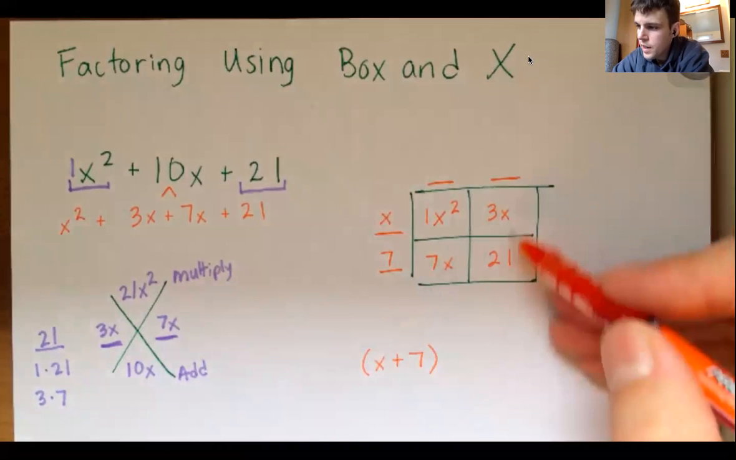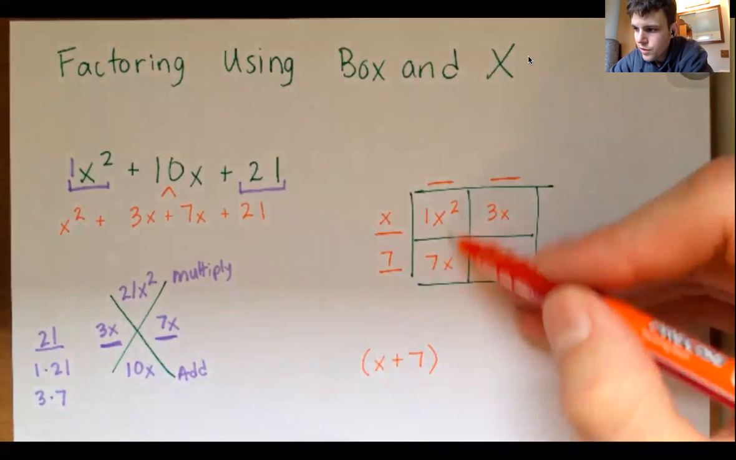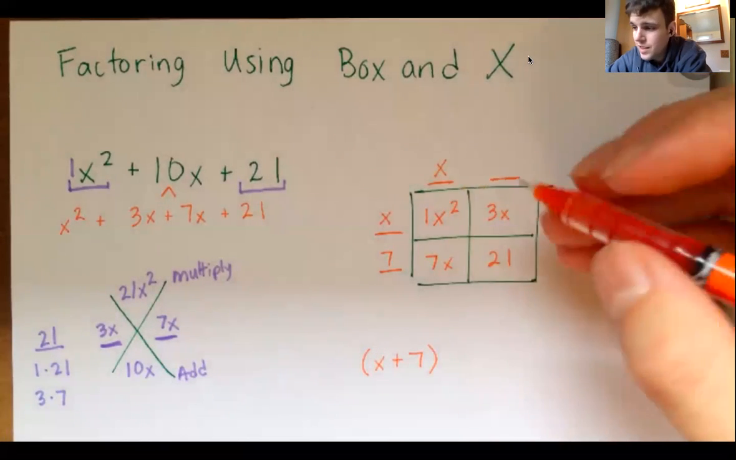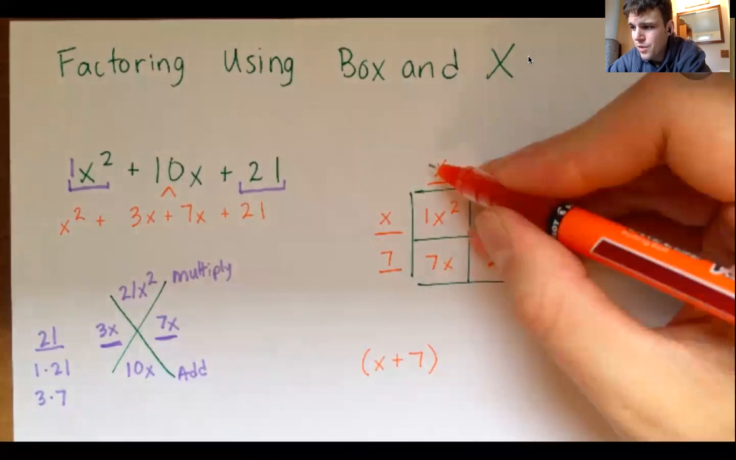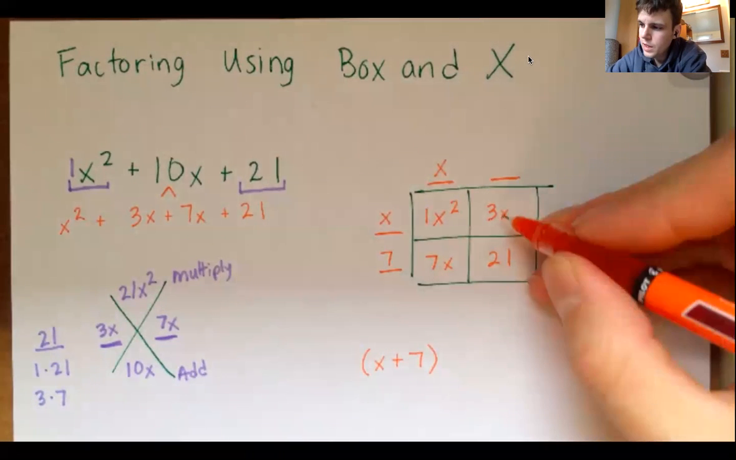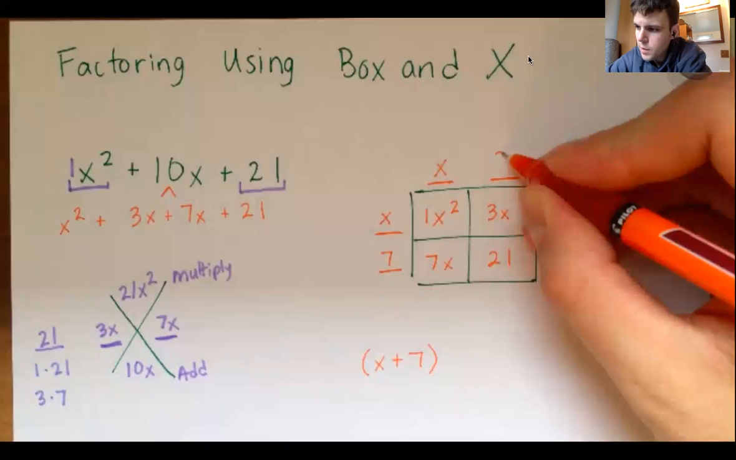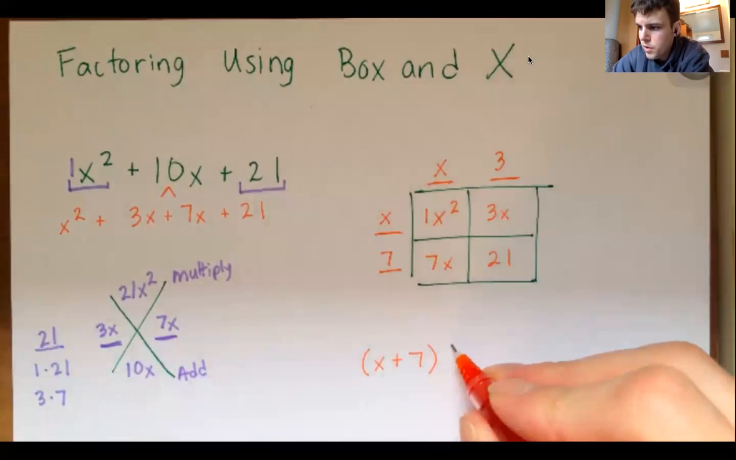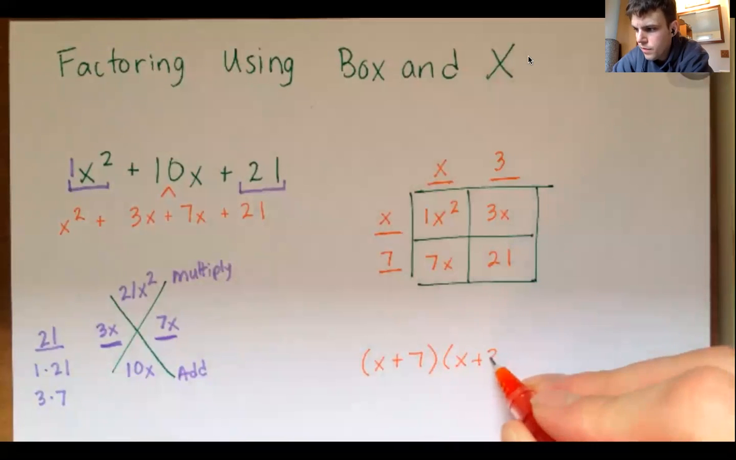And then right here, we're going to look at the columns. This column has an x in common, and then 1 and 7, they would only have a common factor of 1. 3 and 21, they both have a common factor of 3. So that's going to be our second binomial factor, x plus 3.